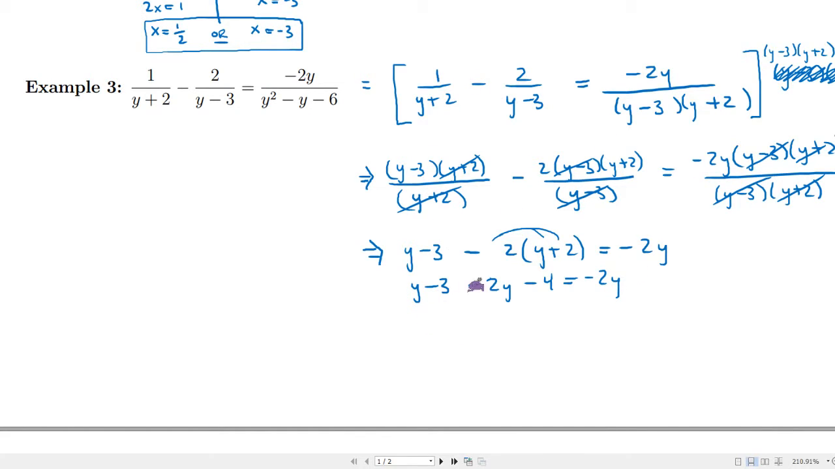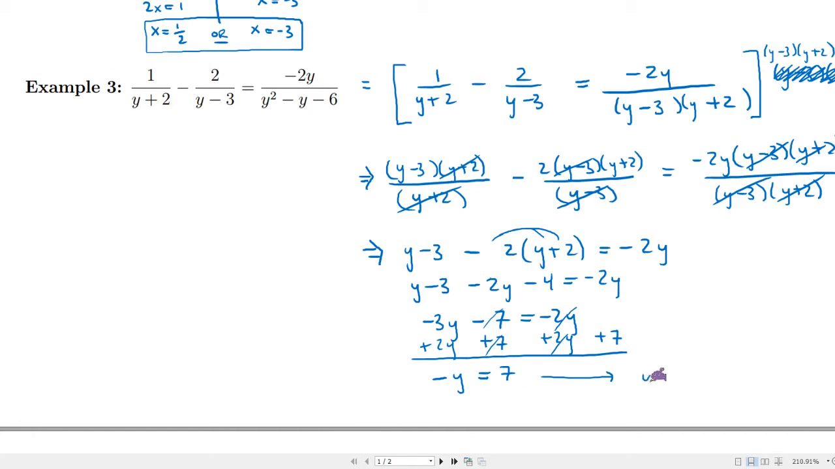Okay, so what do we have now? We have minus 3y minus 7 equals minus 2y. So we can bring the 7 over here and the 2y. Let me add 7, and then we'll add 2y. So what are we left with? We're left with minus y equals 7, these cancel. So that means y is negative 7, and that should be our solution. And of course, you could check that up here.